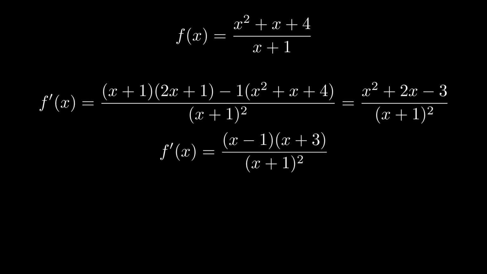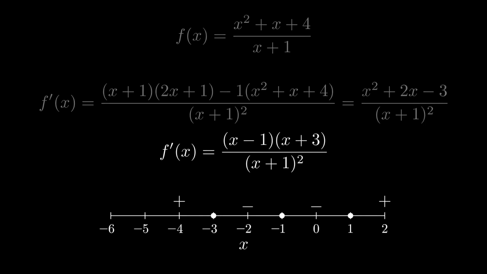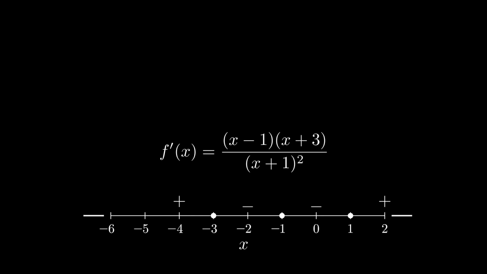So we plot all of those critical points out. Now we plug in a value between each critical point. And don't forget that we must also plug in a value to the left of the leftmost critical point and a value to the right of the rightmost critical point. So we plug in a value to the left of negative 3, so we'll plug in negative 4. And if we plug that in, we get a positive number. Now we plug in a value between negative 3 and negative 1. So let's plug in negative 2, and we get that the first derivative is negative.